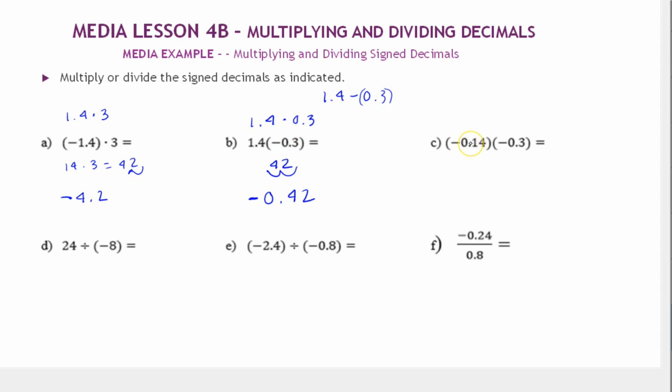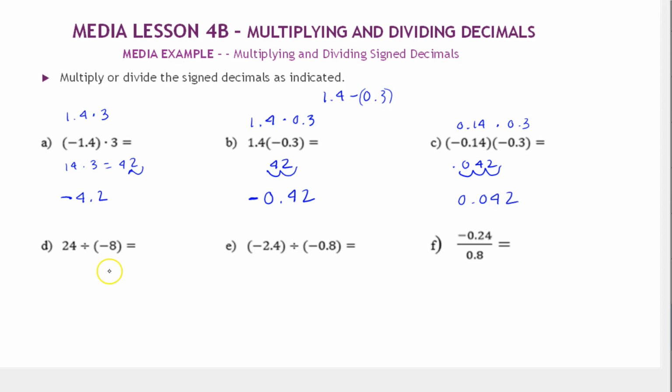Finally, here we're going to look at multiplying the absolute values, 0.14 times 0.3. Well, 14 times 3 is 42. And in this case, we have 1, 2, 3 digits in total after decimal points. So we're going to move it 1, 2, 3. And we have 0.042. And now since both of the factors were negative, a negative times a negative is positive. So this is our final answer.